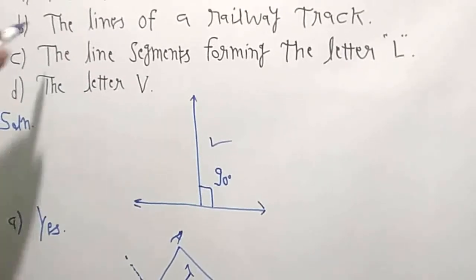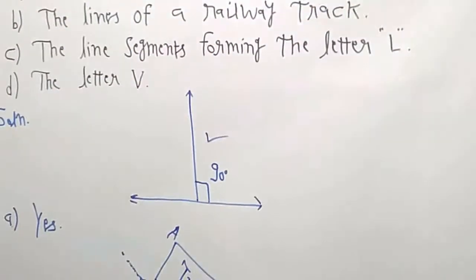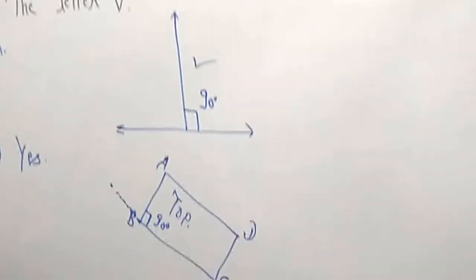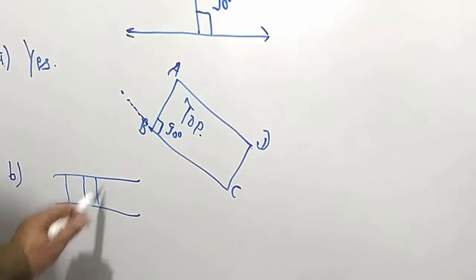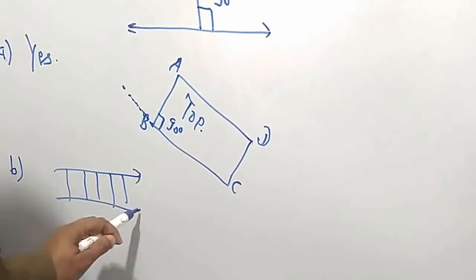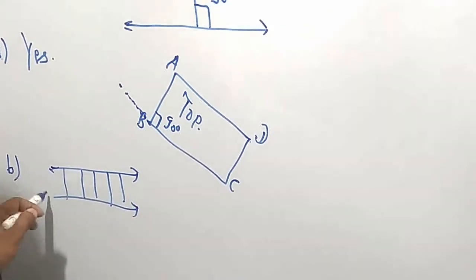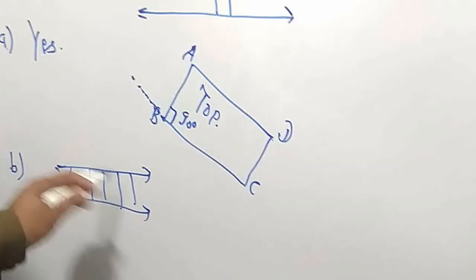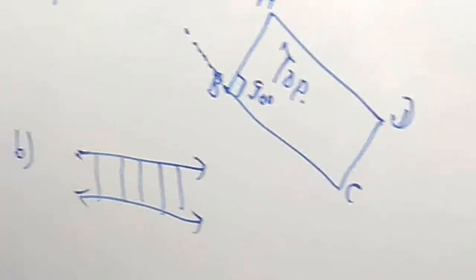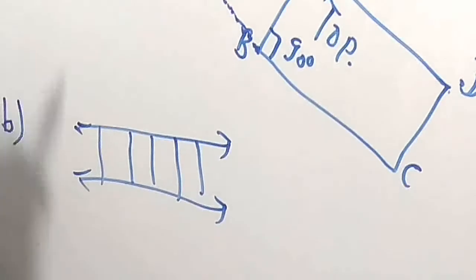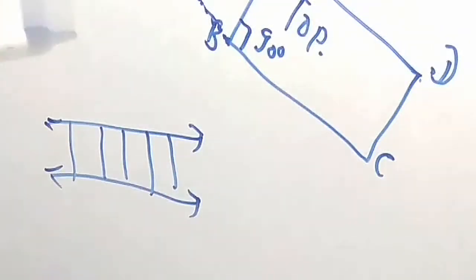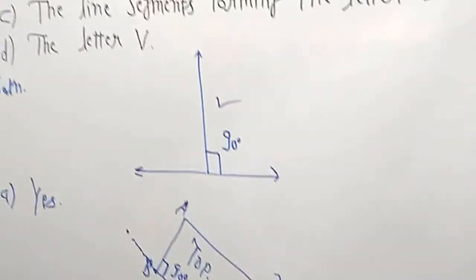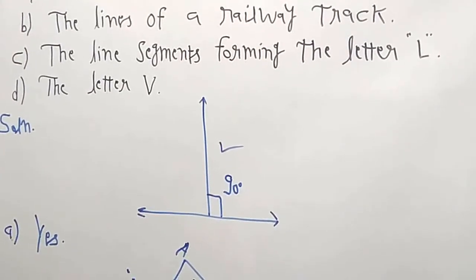Now for part B, the lines of a railway track. Suppose it is the railway track. These two lines do not meet at any point. They do not intersect each other, so they do not create perpendicular lines. We can say the lines of a railway track are not perpendicular. So the answer for this part is no.